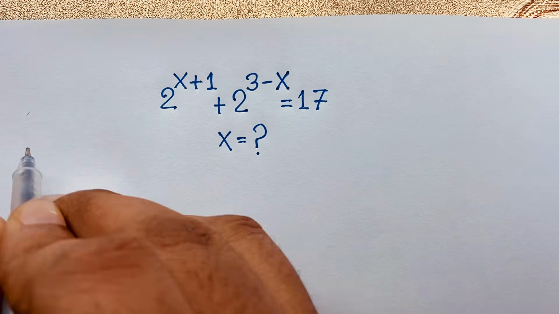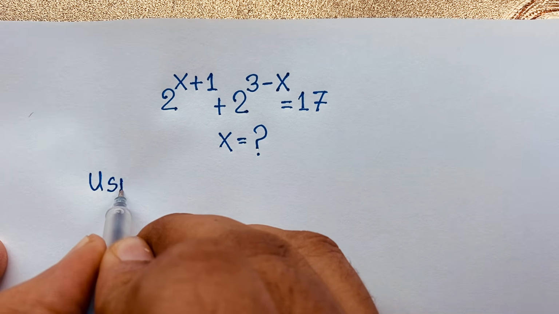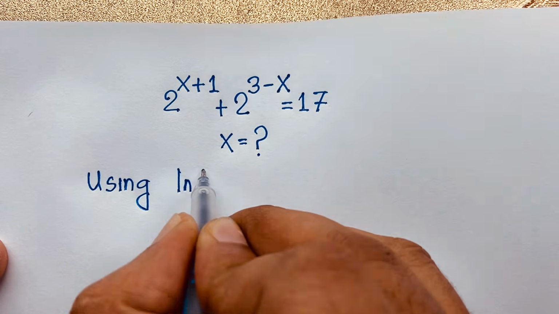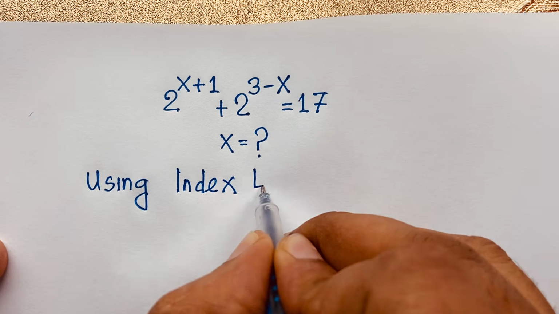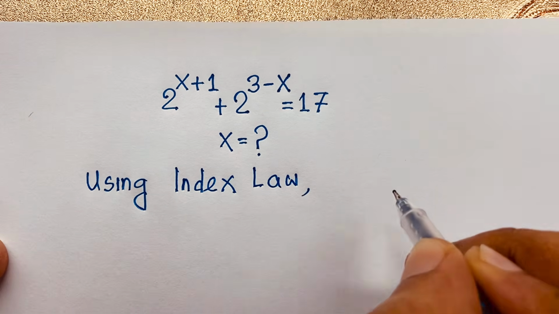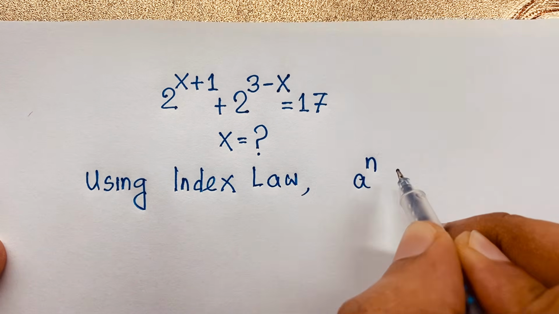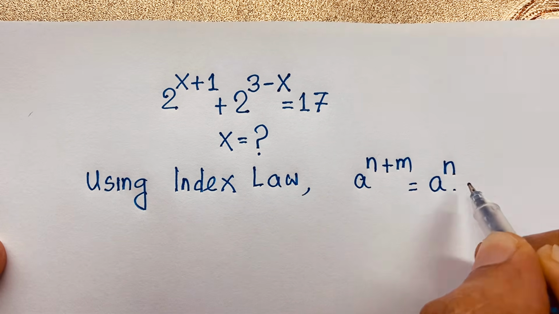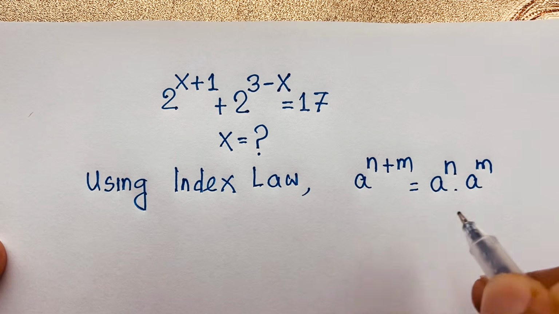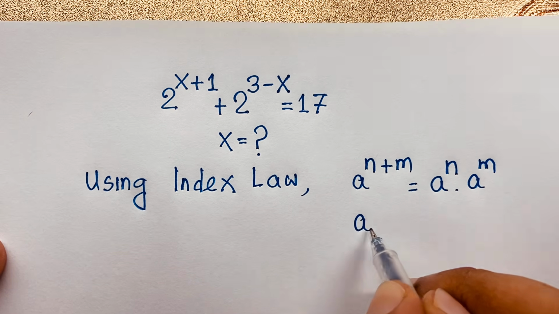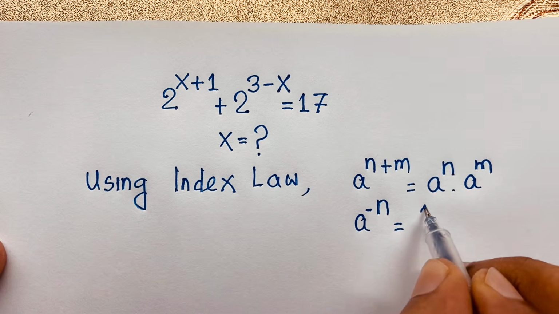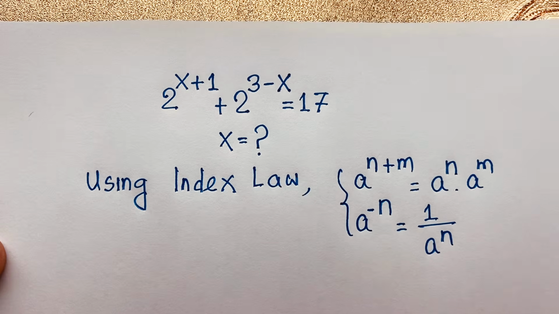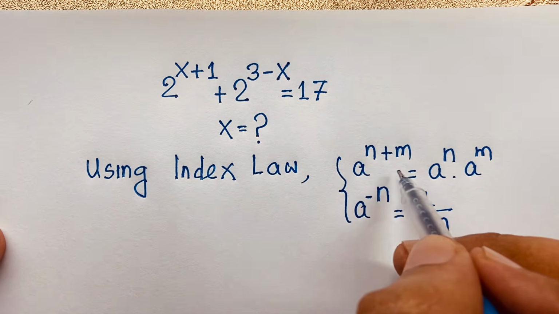So first of all, in our math solution, I use the index law. We know that a to the power n plus m is a to the power n times a to the power m, and we know the other formula, a to the power minus n, which is 1 over a to the power n. I apply both formulas here.